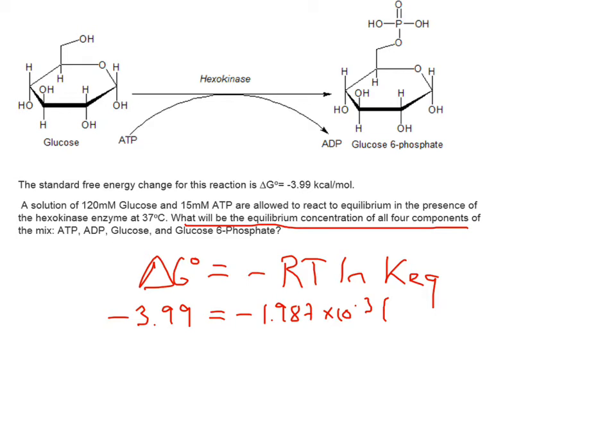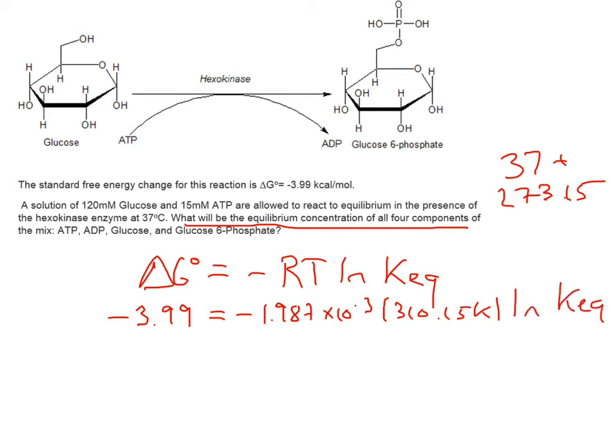What temperature are we at? We are at 37 Celsius. 37 plus 273.15 is 310.15 Kelvin, times the natural log of KEQ.